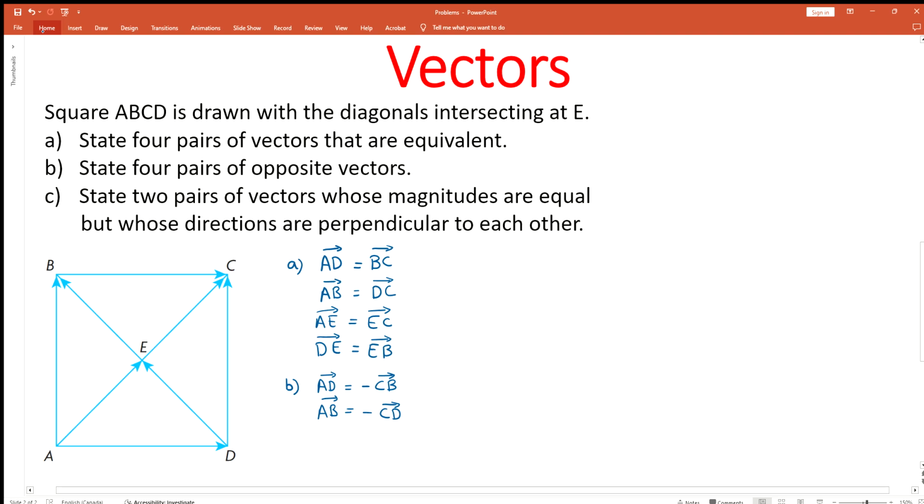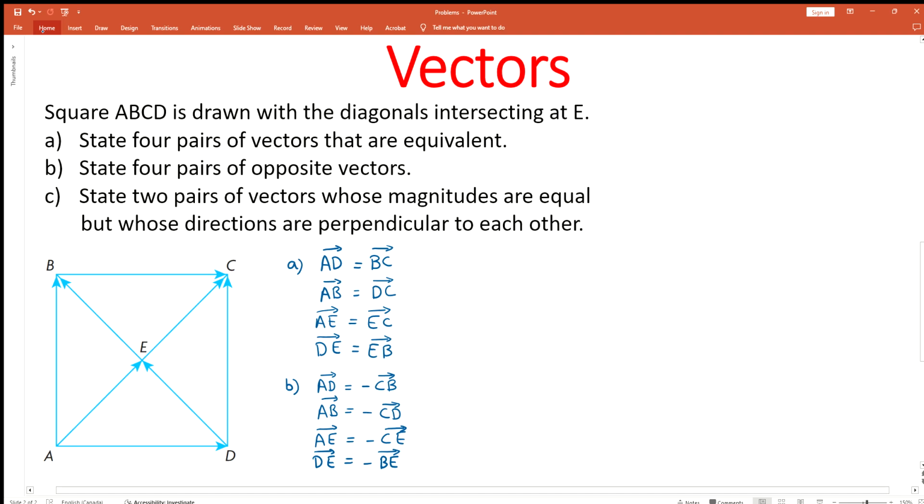As we analyzed in part A, vector AE is equal to vector EC. Therefore, vector AE is opposite to vector CE because they have the same magnitude but have opposite directions. Similarly, vector DE is opposite to vector BE because they have the same magnitude but opposite directions. So we are done with part B.